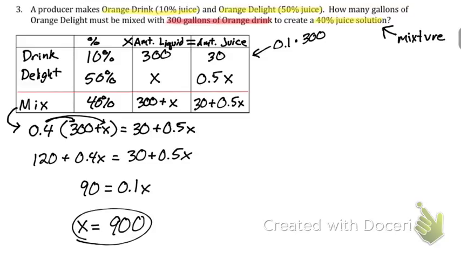I'm going to circle it, even though I don't know what the answer is. It's something important, so I'm going to go to the question. The question says, how many gallons of Orange Delight must be mixed? So we go up to our table and look for where Orange Delight and amount is. Well, it's right there. So X is my answer. We're going to have 900 gallons.